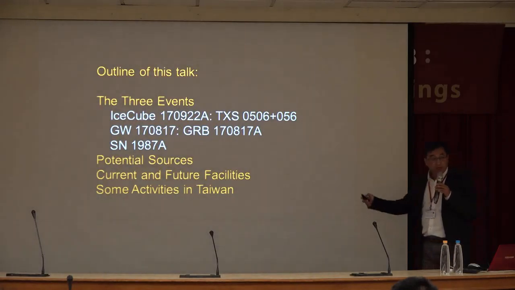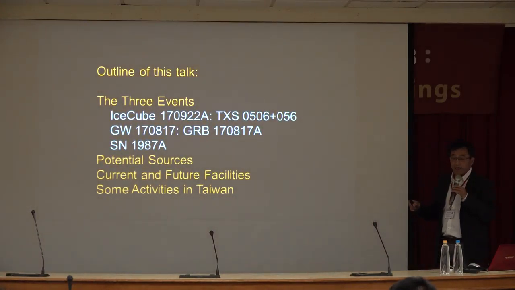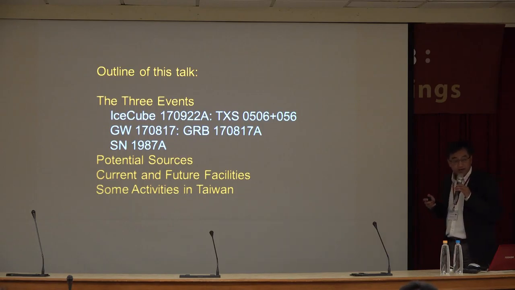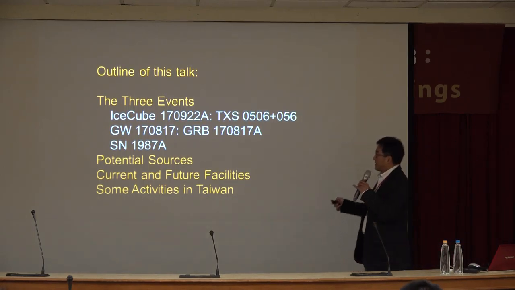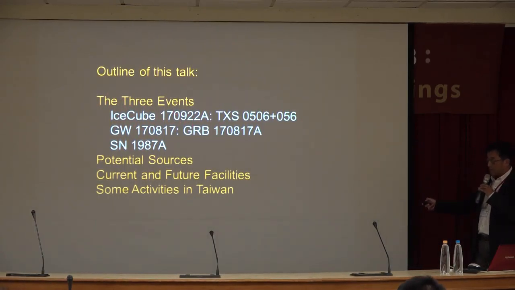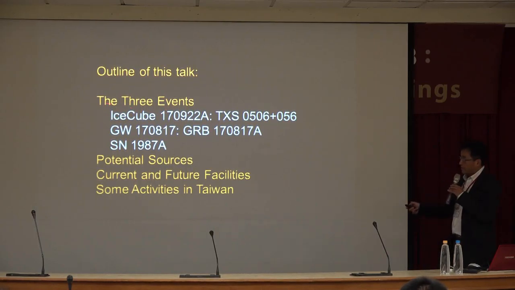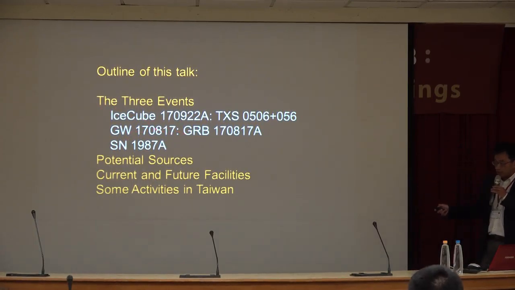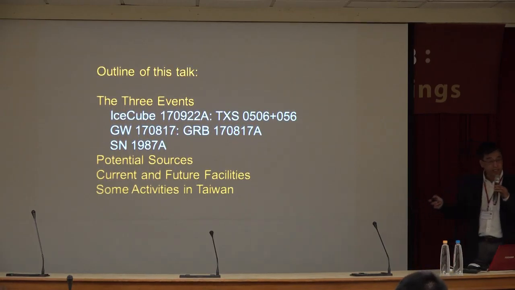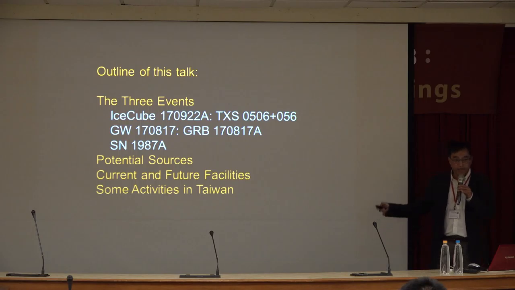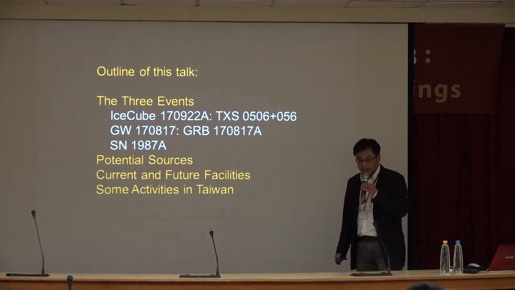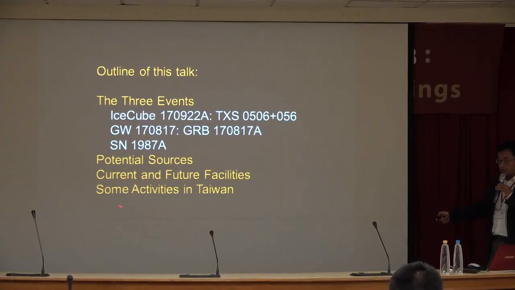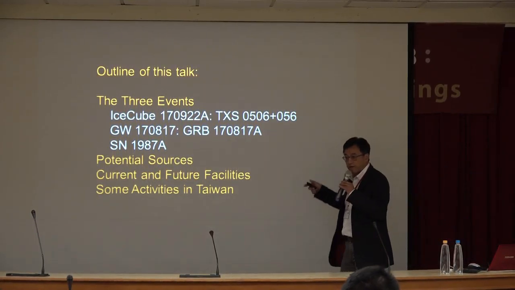All right, this is what I'm going to talk about today. I will first briefly review the only three real multi-messenger studied events so far. One is IceCube-170922A, a neutrino event, and a very famous one. The second is the gravitational wave event GW170817, which is also GRB 170817A. And the third event is supernova 1987A. I will briefly review these and then talk about some potential sources, facilities, and some activities in Taiwan. So this is the outline of my talk.